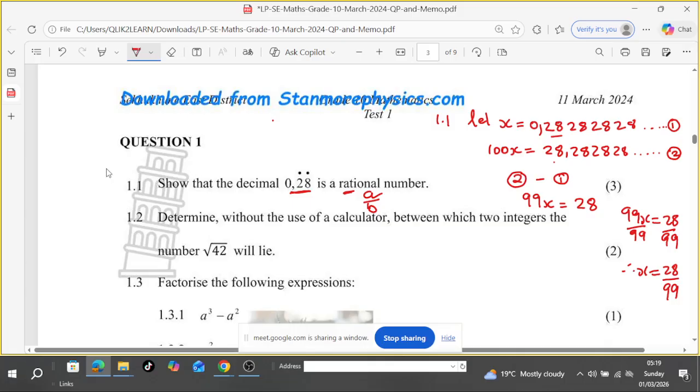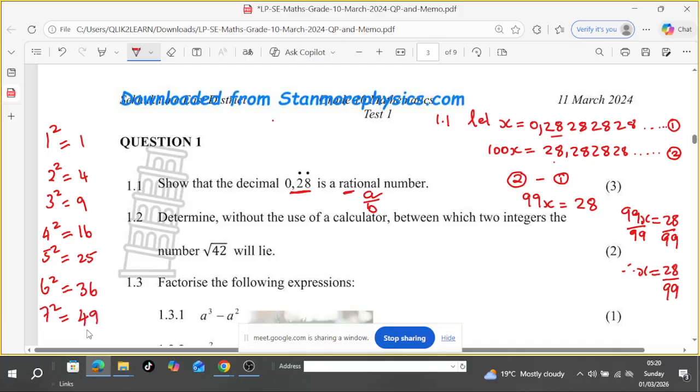I think so. Okay, 1 is a perfect square because 1 squared is equal to 1. Then 2 is a perfect square because 2 squared is 4. 3 squared is 9, so 9 is a perfect square. And then 4 squared is 16, so 16 is a perfect square. 5 squared is 25. 6 squared is 36. And then what about 7 squared? 49. So I'm going to stop here.